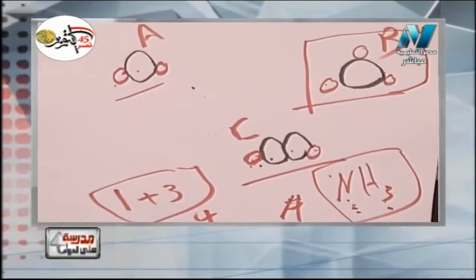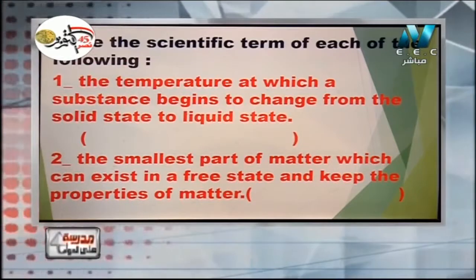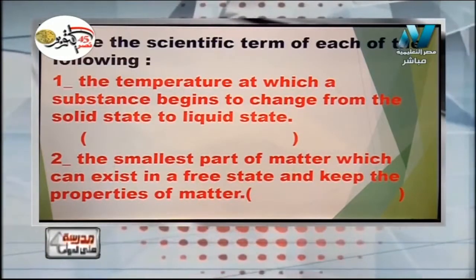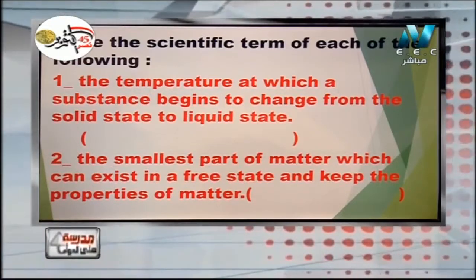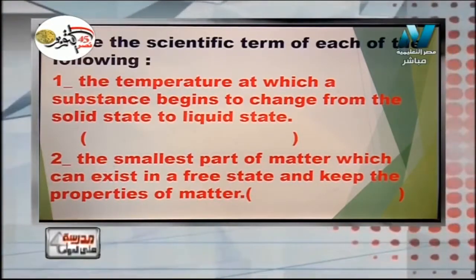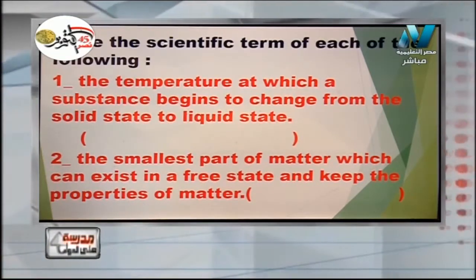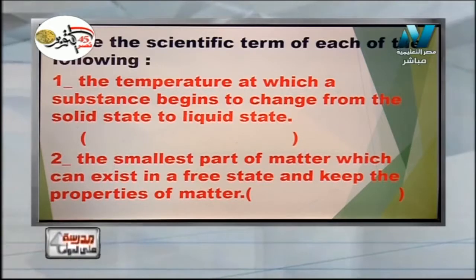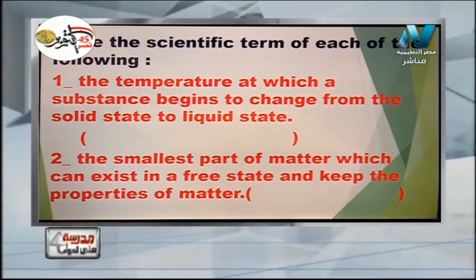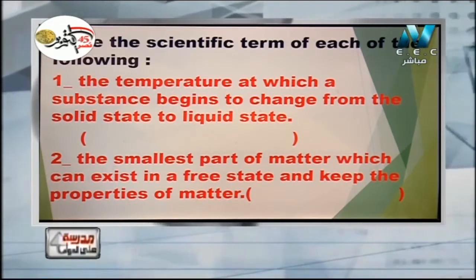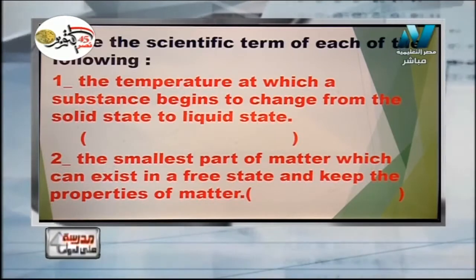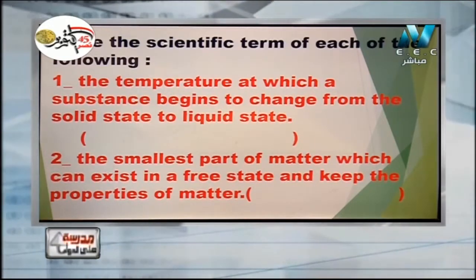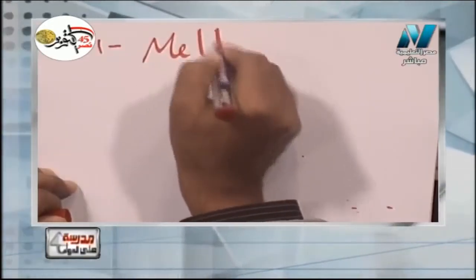Okay. Now let's have some revision about lesson 1 and lesson 2. If you want to answer through the phone, you can do this. Write the scientific term of each of the following. Number 1, the temperature at which a substance begins to change from solid state to liquid state. What is it? From solid to liquid. So it is the melting point. Why? Because the melting process is the change of solid state into liquid state. So the first one is the melting point.